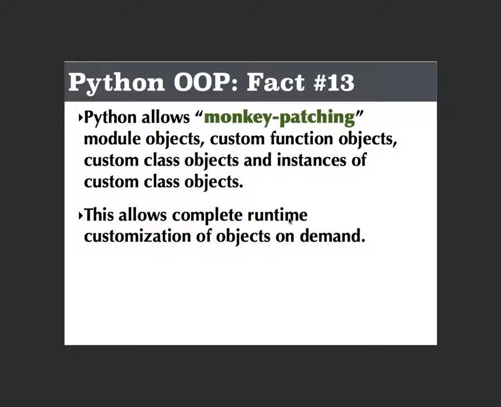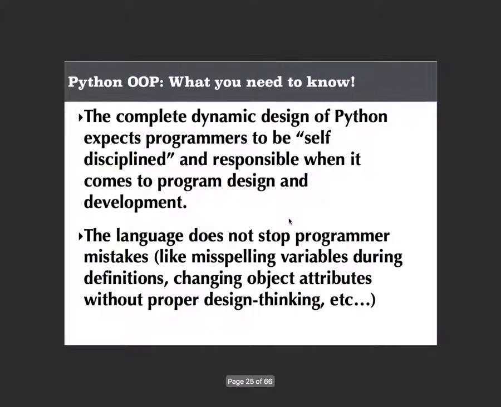It's a design choice. I'm not trying to say this is good or this is bad. It's a design choice of Python. All dynamic languages assume this. Clear? Now coming back, I told you, the complete dynamic design of Python expects the programmer to be self-disciplined and responsible when it comes to program design and development. The language does not stop the programmer from mistakes, like misspelling variables during definition, or changing an object's attributes without proper design thinking. If you're removing an attribute, you better have proper design thinking for that. Why removing an attribute? There should be a real reason to do so. Without reason, if you're removing an attribute, your logic is wrong. Nothing to do with security there. Rethink your logic. Clear?